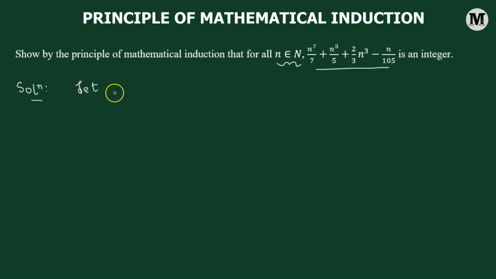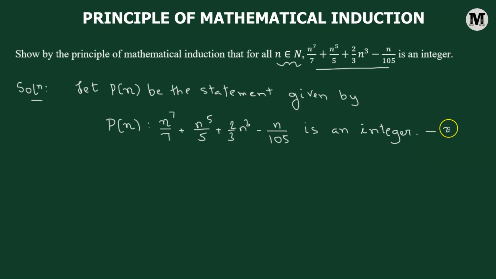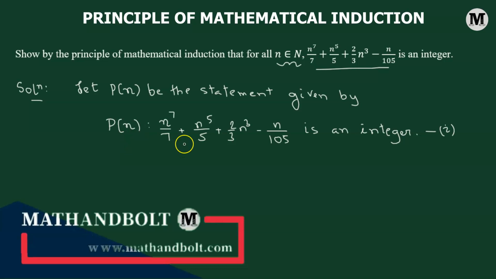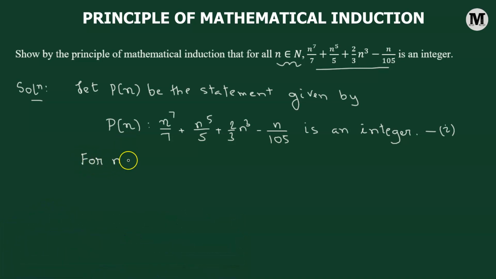So let that statement be denoted by P(n). We're going to name the statement as statement number 1. Now, in order to verify that the statement P(n) is true, we will verify whether it is true for the first natural number 1. So let's say for n equals 1, then we're going to get P(1).